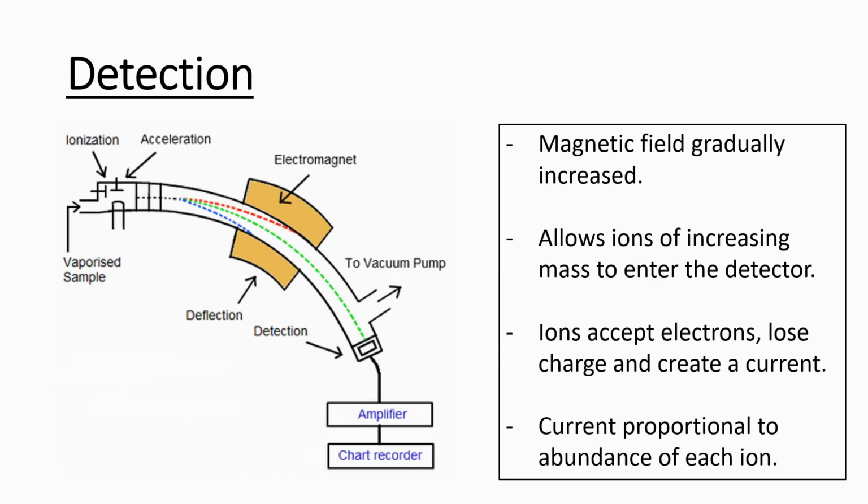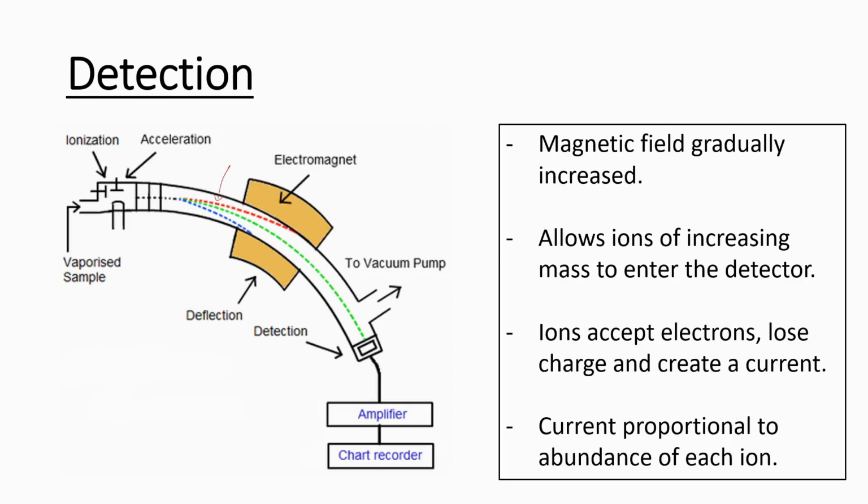Let's look then at the process of detection. So here, what happens is that the electromagnet is strengthened and the magnetic field is strengthened gradually until ions of increasing mass hit the detector. Some of them, like this one in red, will not hit the detector unless the electromagnet is strengthened.